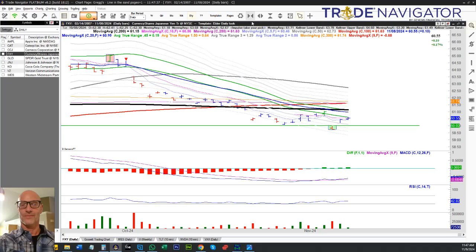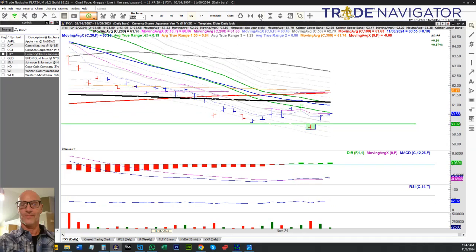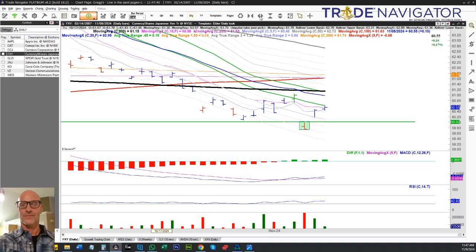Japanese yen. Okay, well, Japanese yen had a baby, a bullish baby. Why bullish? Well, because here on the 5th of November, we gapped way down. That was the election.